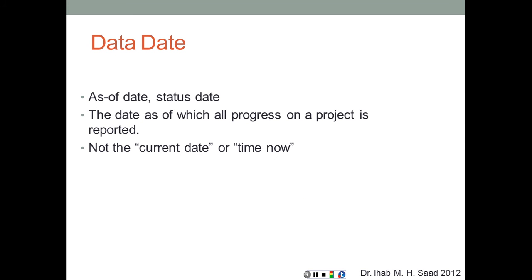So the data date is also known as the as-of date, schedule date, status date, update date. All of these are the same things, talking about the same concept, which is the date as of which all progress on the project is reported. It is not the current date or the time now, because, for example, today might be March 10th or March 9th, but I base my schedule on an update on, or a cutoff date on March 5th, for example.